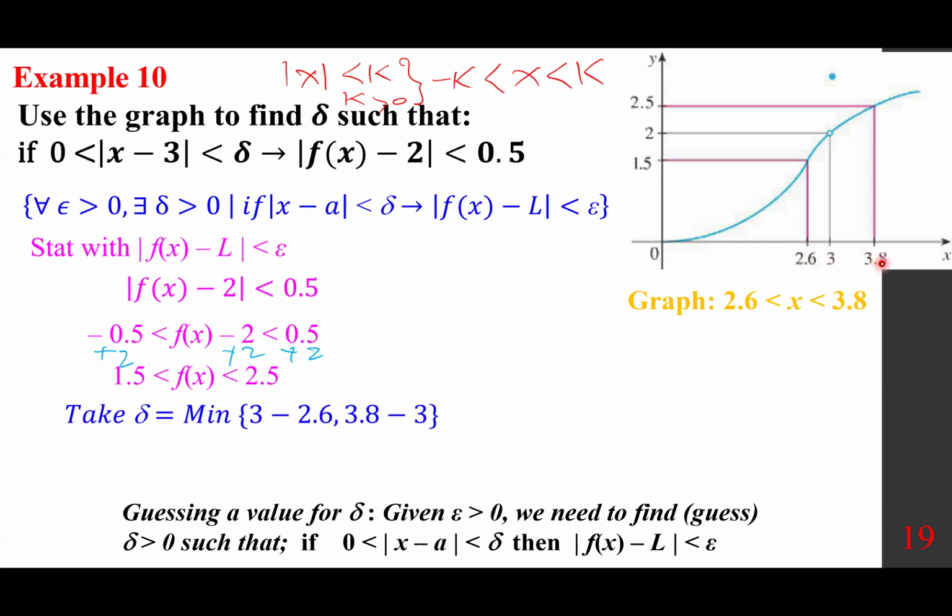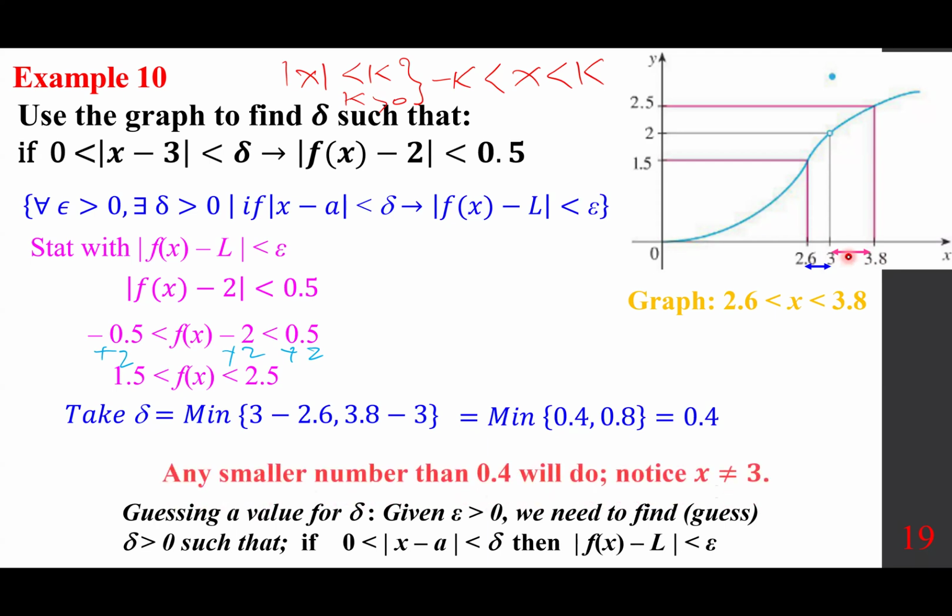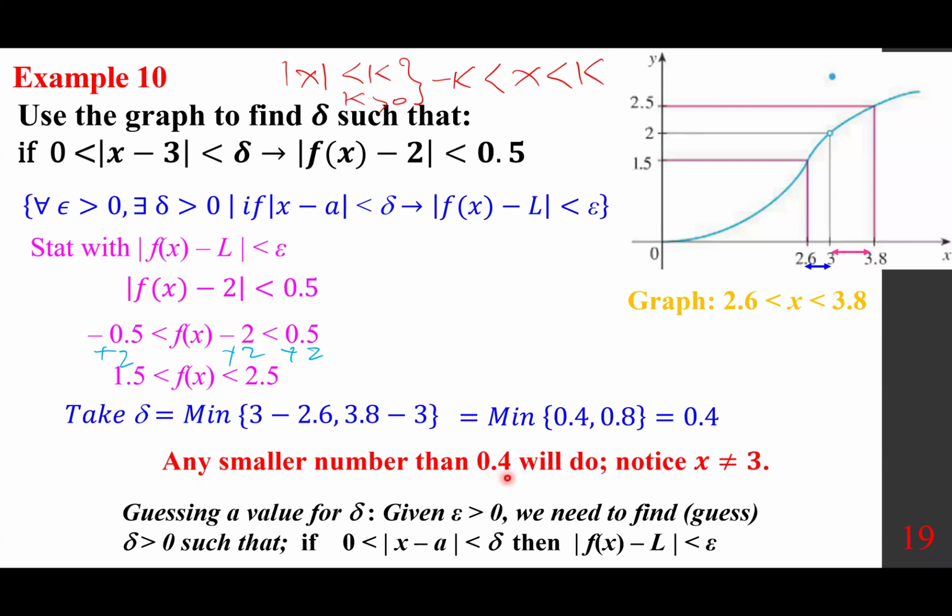And here's what we need to get. Take delta to be the minimum distance over here and here. In other words, 3 minus 2.6 is this distance. 3.8 minus 3 is this distance. We take the smaller of the two. Now, this distance obviously is 0.4. This distance is 0.8. And the smaller of the two is 0.4. And any smaller number than 0.4 will do. And of course, x can't be equal to 3.